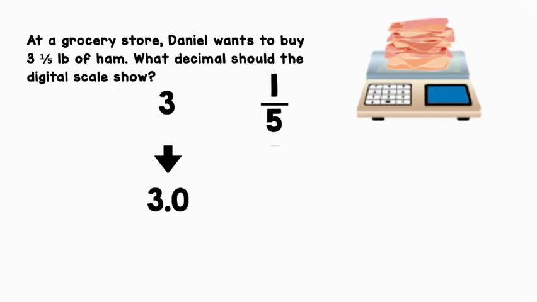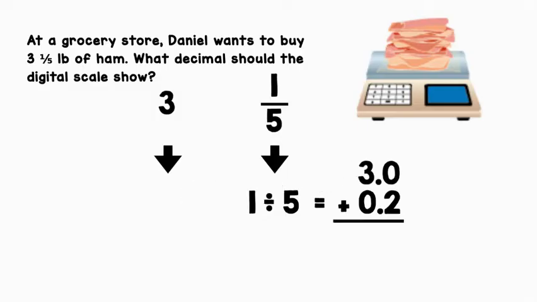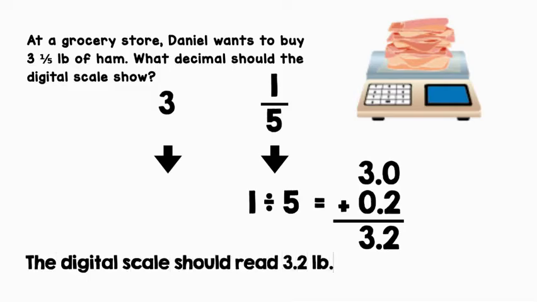Now let's take 1/5. We can rewrite that as 1 divided by 5, which equals 0.2. Let's now combine these two parts. 3.0 plus 0.2 equals 3.2. The digital scale should read 3.2 pounds.